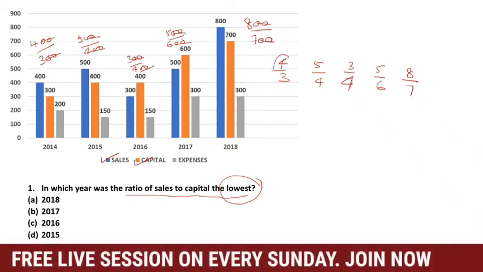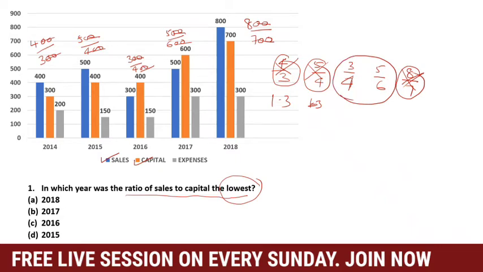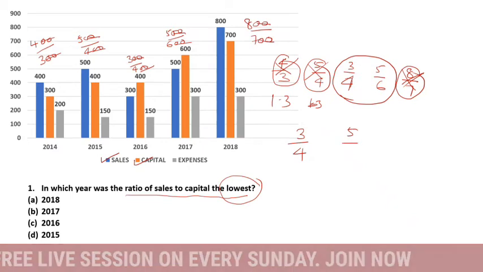Here you can see 4 by 3 means it is more than 1. So 1.3, more than 1. Here 5 by 4 is more than 1. Here 8 by 7 is more than 1. So these 3 cannot be the lowest. This is more than 1, this is more than 1, this is more than 1. So out of these two, 1 is the lowest. Now we will take that out. 3 by 4 and 5 by 6.